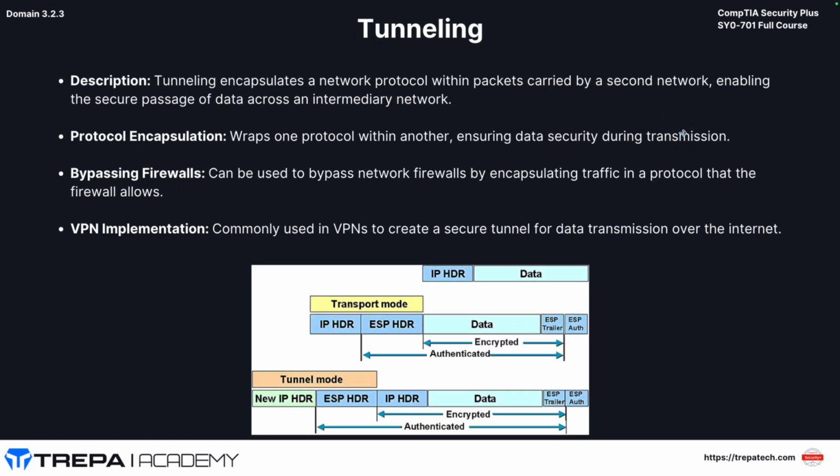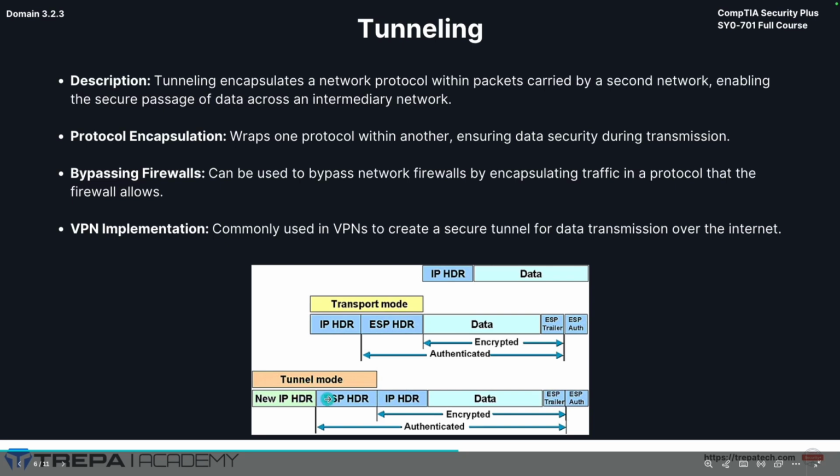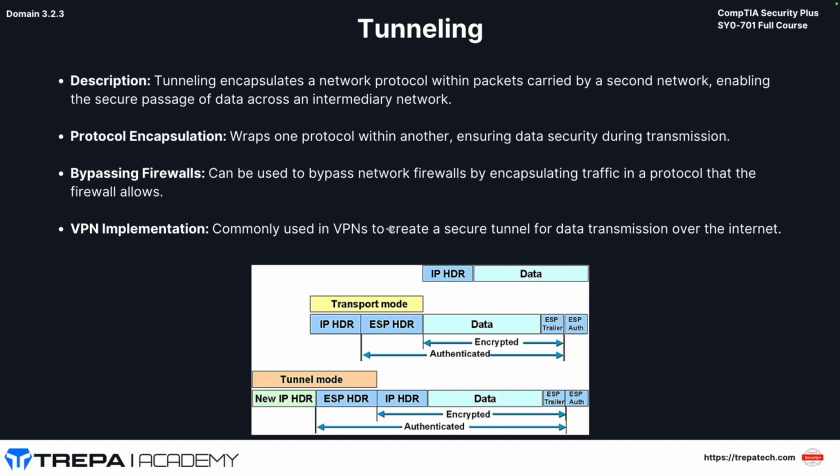Okay, tunneling. So tunneling is something that happens within a VPN or within our encryption. Coming from a networking background, when we say tunnel, I think GRE tunnel. It's a VPN though. So tunneling is how we make a VPN hide our original IP header. As you can see in this photo, this is something called an IPsec tunnel or IPsec VPN. And in tunnel mode, we actually add a new IP header and mask our original IP header. So tunneling encapsulates a network protocol within packets carried by a second network, enabling the secure passage of data across an intermediary network.